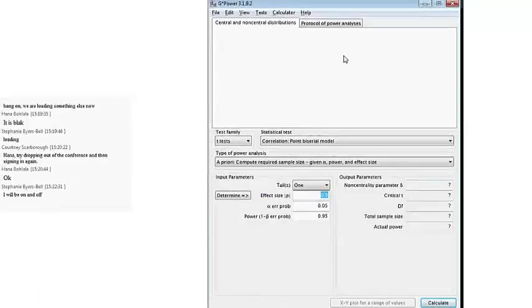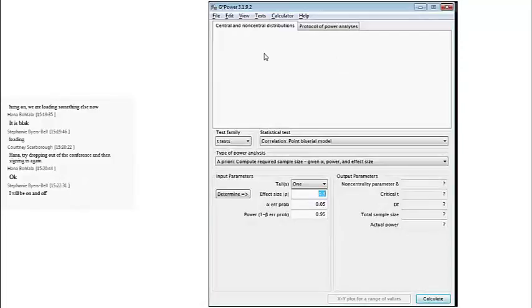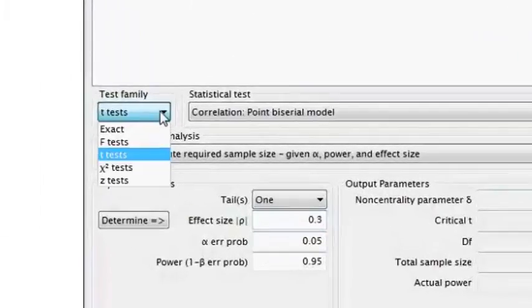It takes practice to use this thing, right? It's like playing a piano. Okay, but first thing you do is this is your test family. You got to decide what kind of test you're going to use. I'm just going to walk through every one of them.